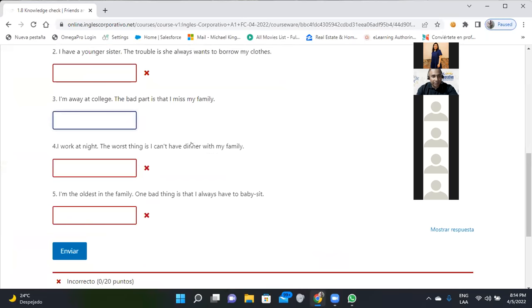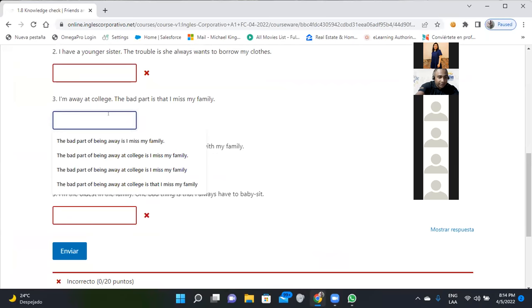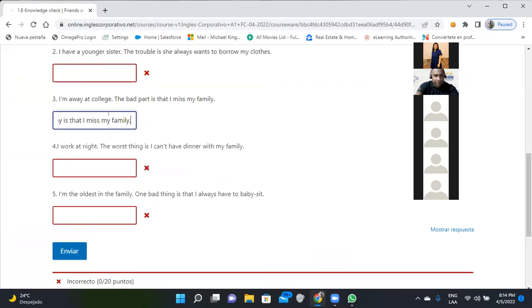So what are we missing? Maybe it's the... He didn't write the college. At college. College. Oh, there it is. The bad part of being away is that I miss my family at college. That's it. At college.